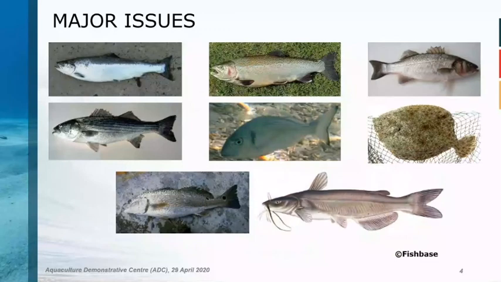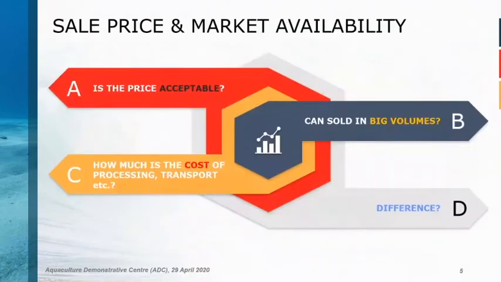There are some fish species that are readily available, and you must have heard of some of them, like rainbow trout and salmon, or bass and sea bream species, or turbot, catfish. Those are the most popular species being grown out there. When we are choosing our species, we have to ask a few questions about price and market availability.